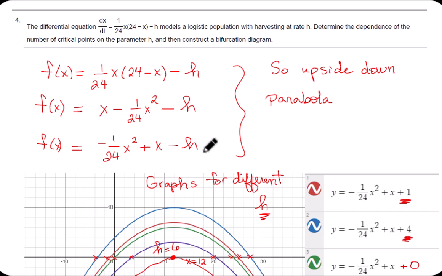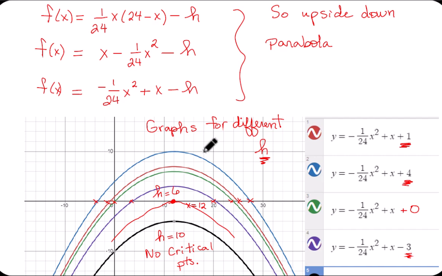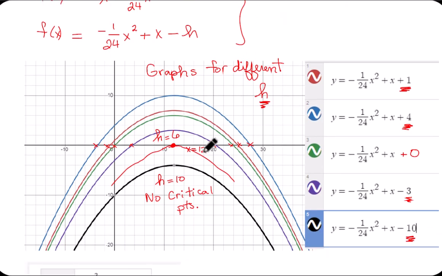All right, so what I did was I said, okay, well, what if I change different h's, and what does it look like? And so I made different graphs here with different values for h all the way down. And so when h is 6, we have one critical point, and that's when x is 12. And notice as h gets bigger, there are no critical points. We are under the axis here.